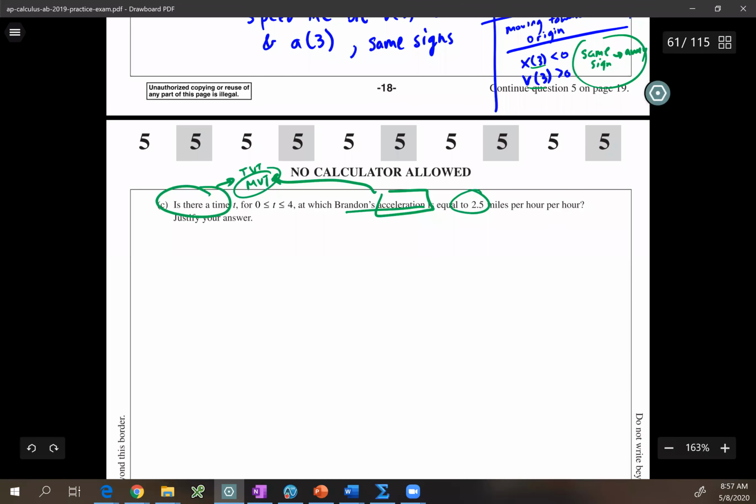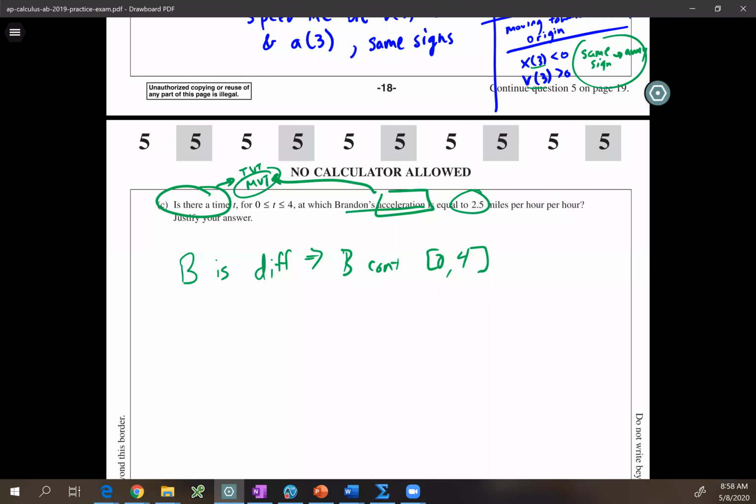So it's nice to just say that in the question instructions, it said that B was differentiable. So therefore, B is continuous over 0 to 4. You're probably not going to lose a point if you don't write that, but it's just nice to show the grader that you understand that before you do MVT. For IVT, you only need to worry about the continuous part.